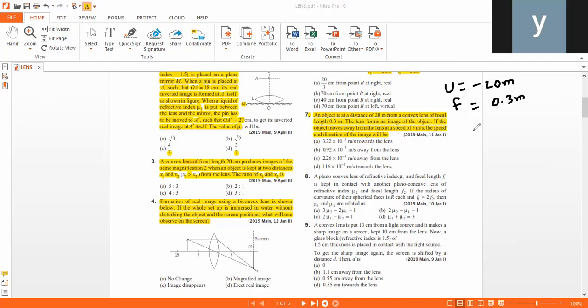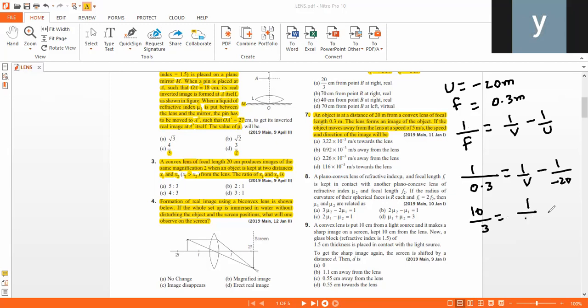The lens forms an image. That means I can write 1 by f equal to 1 by v minus 1 by u. This is 0.3 meter taken. 1 by v minus 1 by minus 20. 1 by 0.3 means I can write 10 by 3. 1 by v plus 1 by 20. So 1 by v equal to 10 by 3 minus 1 by 20. LCM will be 60, 200 minus 3. So v is equal to 60 by 197 meter.